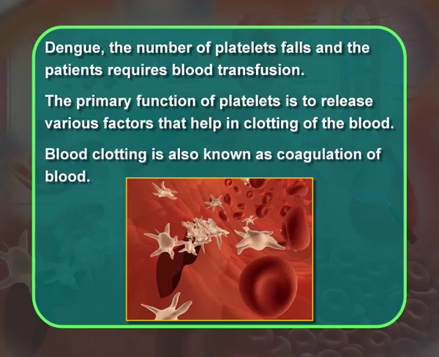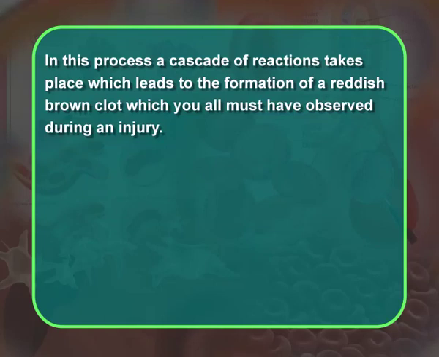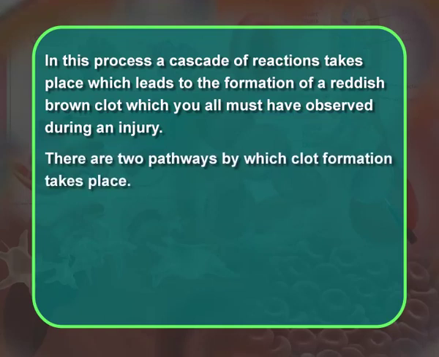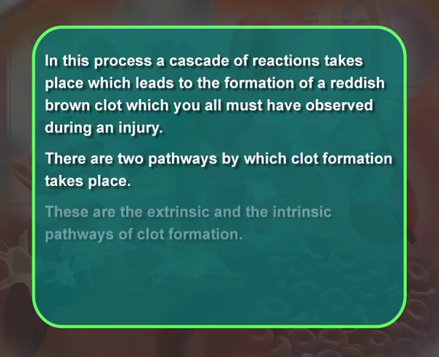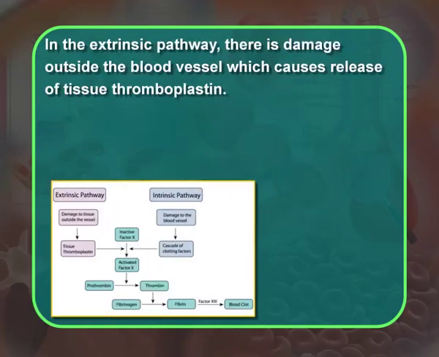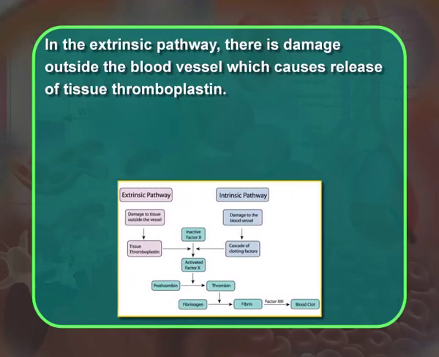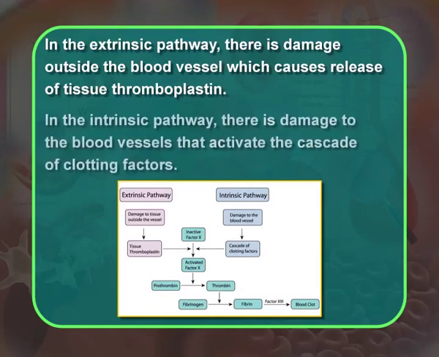Friends, blood clotting is also known as coagulation of blood. In this process, there is a cascade of reactions that takes place which leads to the formation of a reddish brown clot which you all must have observed during an injury. Now, there are two pathways by which clot formation takes place. These are the extrinsic and the intrinsic pathways of clot formation. In the extrinsic pathway, there is damage outside the blood vessel, which causes release of tissue thromboplastin. In the intrinsic pathway, there is damage to the blood vessels that activates the cascade of clotting factors.